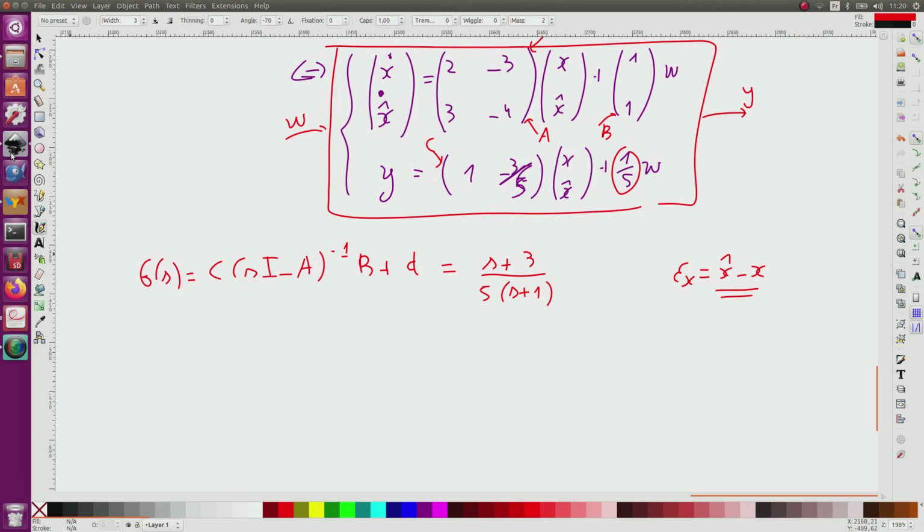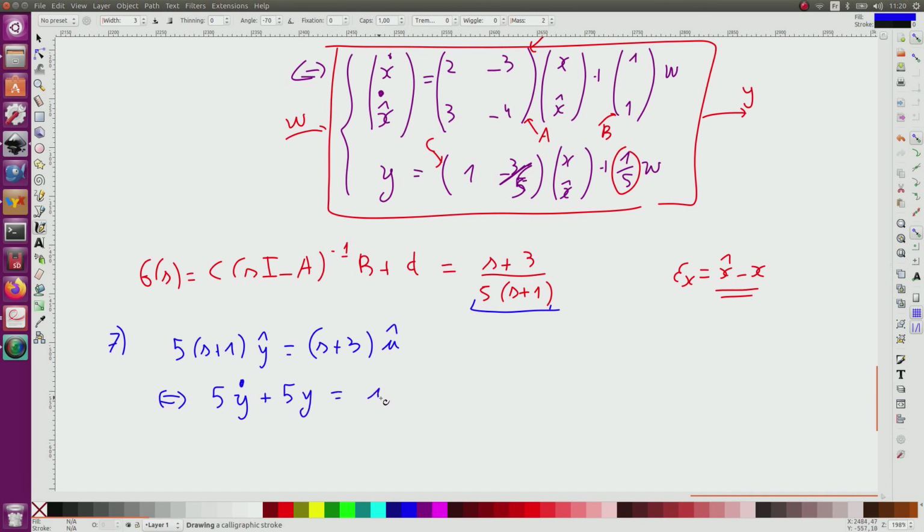So question number 7. The transfer function of my closed loop system is this. So if you want, we have 5 times (s plus 1) y hat is equal to (s plus 3) u hat, or equivalently 5 y dot plus 5 y is equal to u dot plus 3u. So this is in the Laplace domain, this is in the temporal domain.